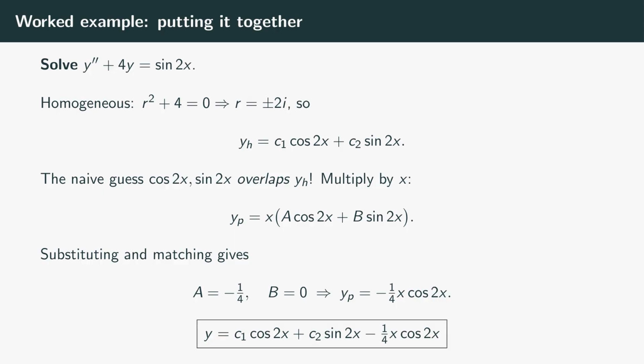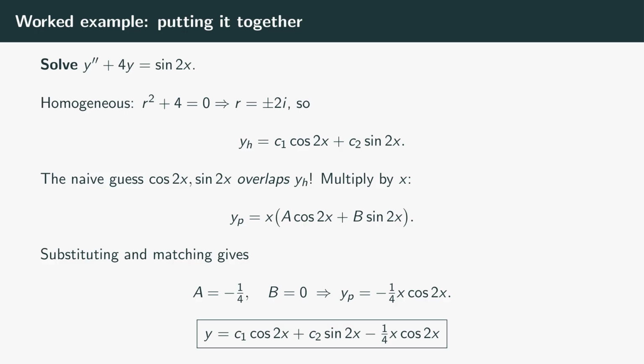Let's combine everything in one example that also previews resonance. Solve y'' plus 4y equals sin 2x. First, the homogeneous part, r squared plus 4 equals 0, gives r equals plus or minus 2i, so the homogeneous solution is c1 cos 2x plus c2 sin 2x.